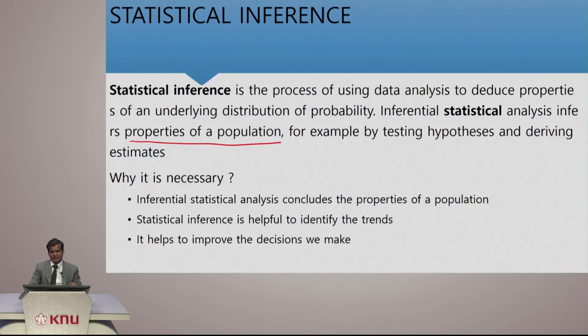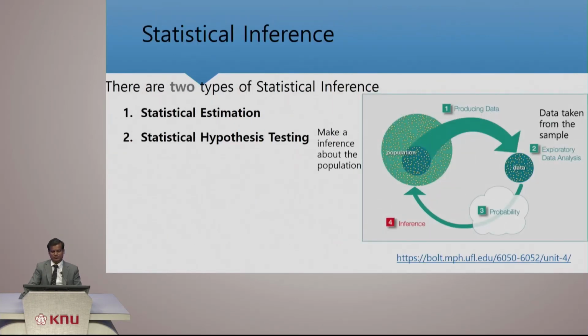Inferential statistical analysis draws conclusions about the properties of a population. Statistical inference is helpful to identify trends. It helps to improve the decisions we make. So now we have to understand more about how inferential statistical analysis infers the properties of a population. Here is more information. Basically, we have two types of statistical inference.